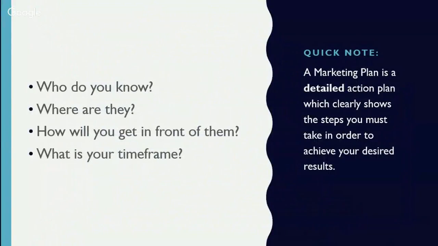So a marketing plan is a detailed action plan which clearly shows the steps you must take in order to achieve your desired results. So it's a detailed action plan. We're not going to go into a ton of detail today. This is an overview just to give you an idea of how to put a marketing plan together and to make it efficient. This should help you in making your marketing plan. If you have questions, you're welcome to email me.